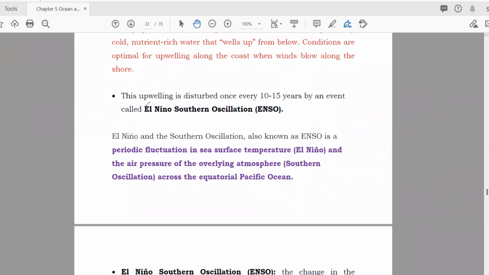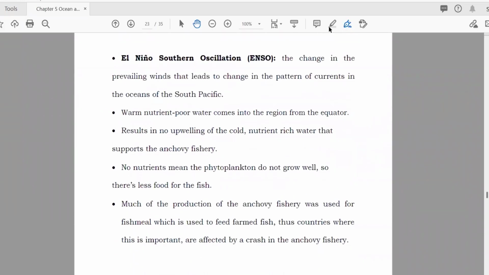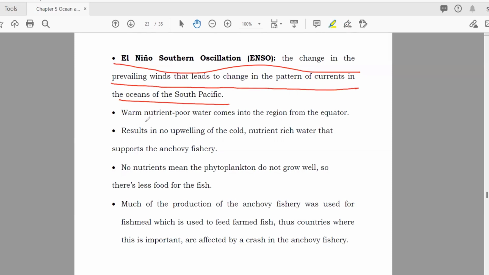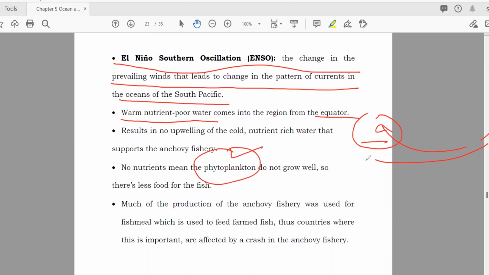If the question comes in the exam, you can write this definition and get the answer. Once again, El Nino Southern Oscillation is the change in prevailing winds that leads to a change in the pattern of currents in the ocean. Again they're talking about the warm, nutrient-poor water coming onto the region from the equator. When the nutrients move from down to up, it is good for the fish, and it is good for the phytoplankton because they can grow well. After that, these phytoplankton are eaten by small fish, and the small fish are eaten by the big fish. So this is the importance of the El Nino Southern Oscillation process.